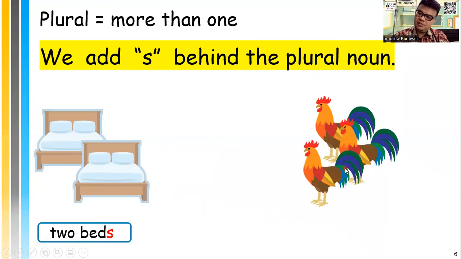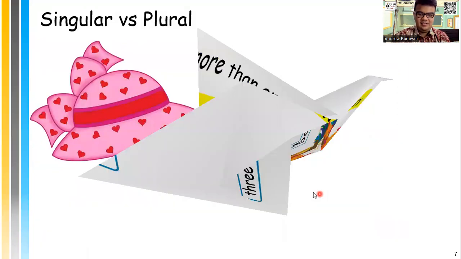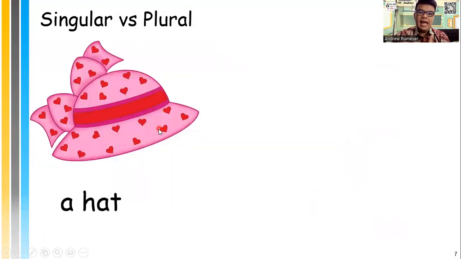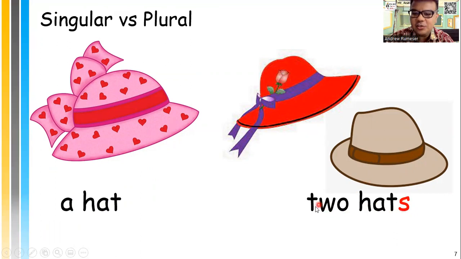What about three roosters? How do we say three roosters? That's right. We use S behind the rooster, right? So three, let's count, one, two, three. Three roosters. We use S. That's right. What about one hat? A hat. That's right. What about two hats? Two hats with an S, right? Everybody say two hats, right?